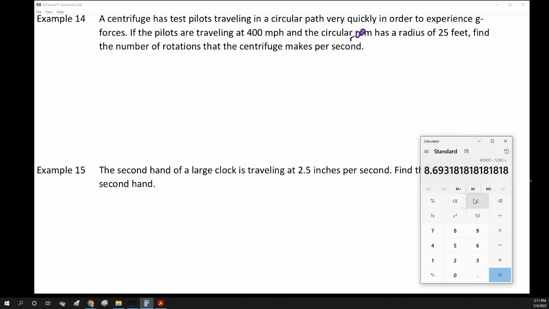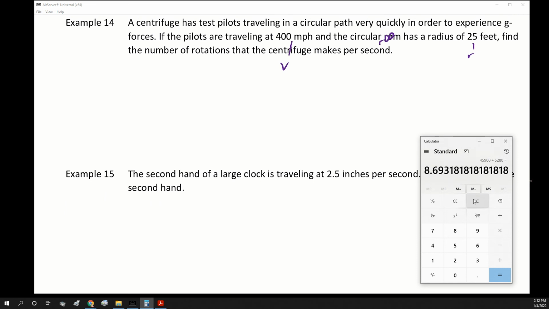Okay, so we are given how fast this is traveling in miles per hour, so that is going to be a v. So miles per hour is always v, linear velocity. And then the circular room has a radius of 25 feet, that's going to be an r. So we want to find the number of rotations per second. That is finding angular velocity.